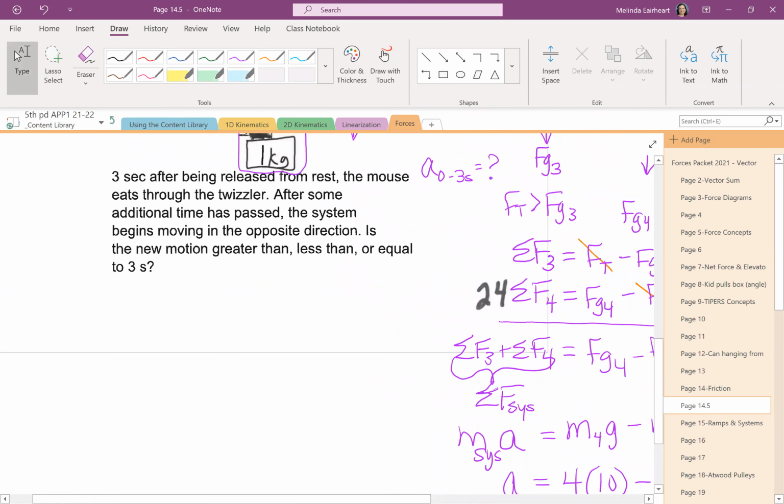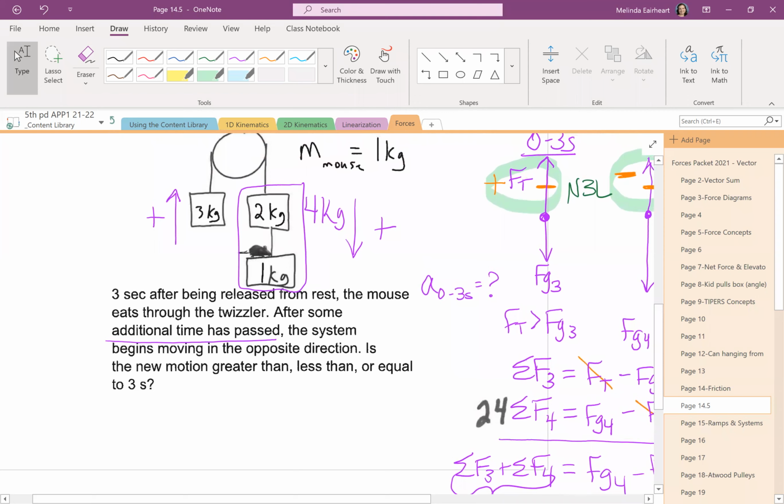Well, then the string is cut. I mean, then the mouse eats through the Twizzler, right? After some additional time has passed, the system begins moving in the opposite direction. Now, what does that mean after some additional time has passed? So I wish I had an animation of this, but if they move together, up on the left, down on the right, and then all of a sudden, the mouse chews through the Twizzler, so mouse just drops to the floor, we'll assume safe, right? Also drops to the floor that 1 kilogram on the bottom.